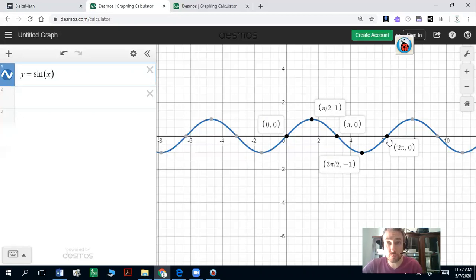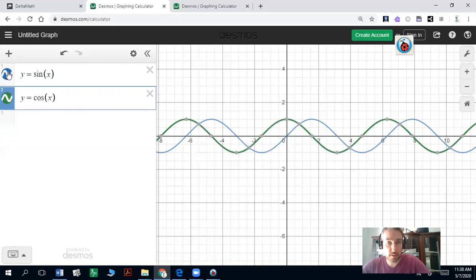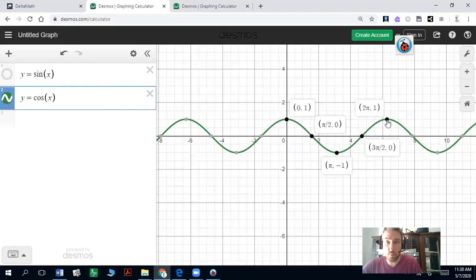So now I can, whether it's sine or cosine, y equals cosine of x. And let me hide this here for a second. It starts at the max, but look at where it ends. It ends at the max here, and at 2 pi is where it starts over again.